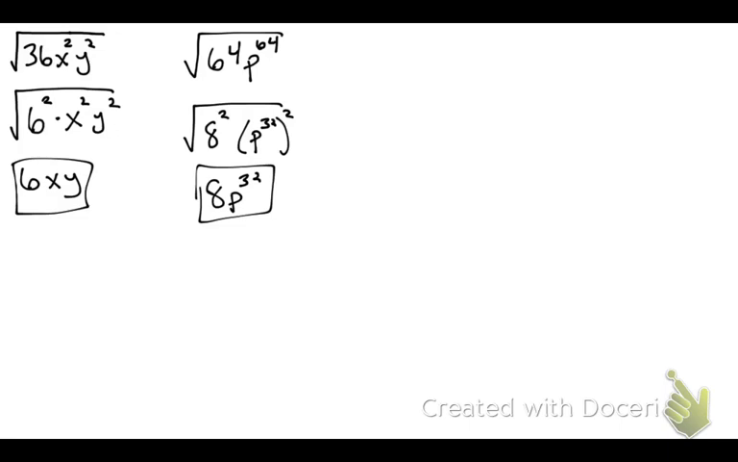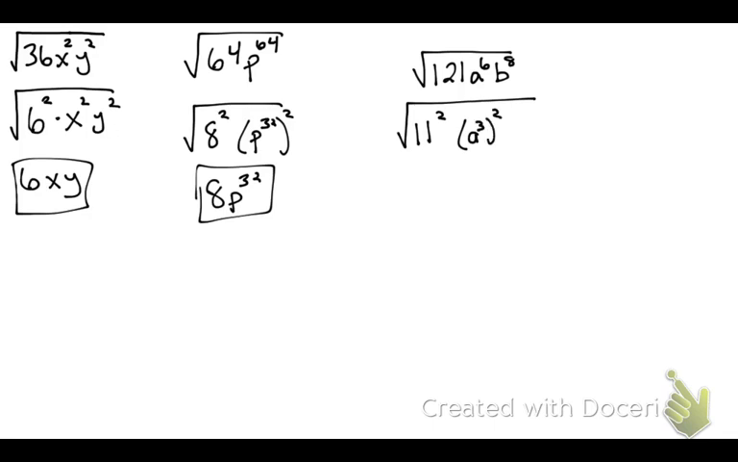Let's try one more. The square root of 121 a to the 6th, b to the 8th. Well, 121 is 11 squared, and a to the 6th is a cubed squared by power to a power, and b to the 8th is b to the 4th squared. So when we take the square root, we'll get 11 a cubed b to the 4th.